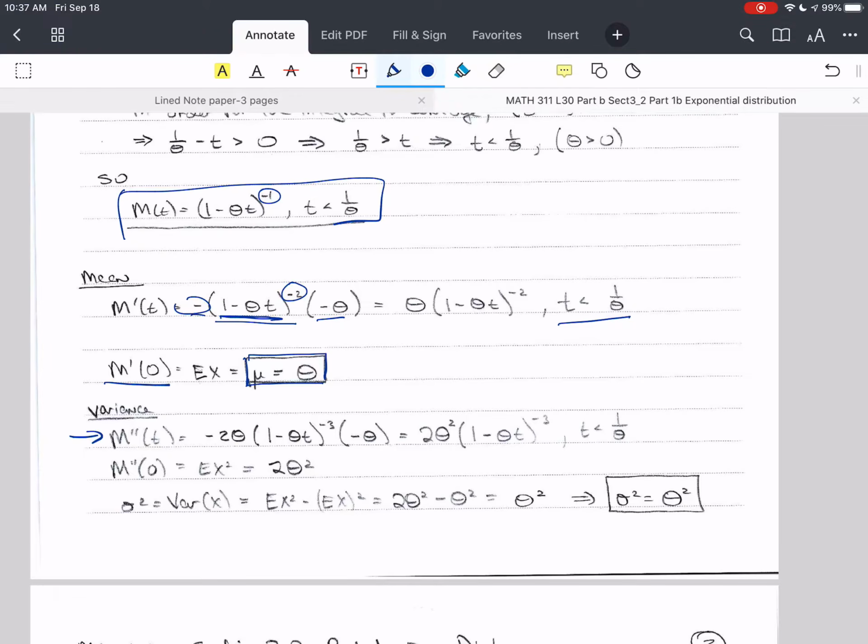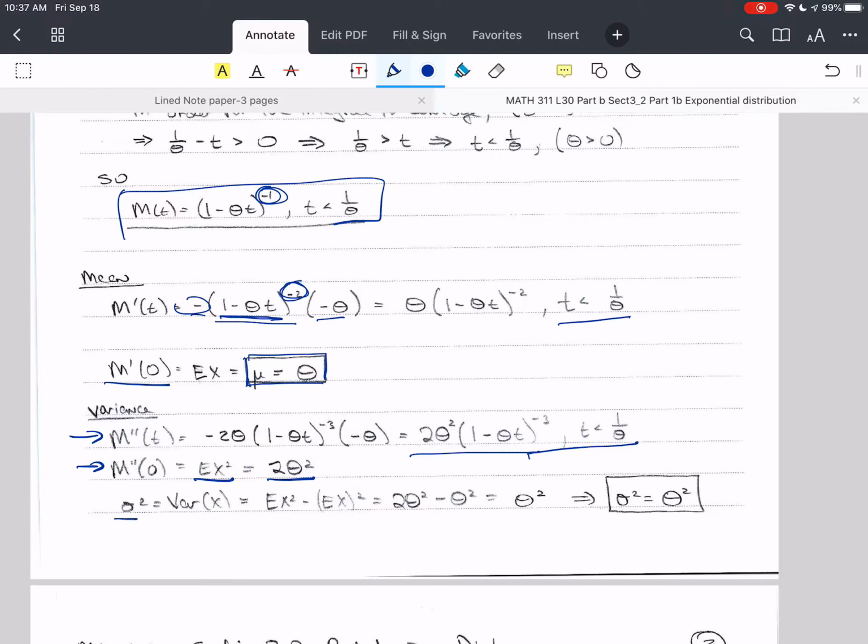Now we have to use the product rule. I did this negative exponent here so that I wouldn't have to use the quotient rule. I could just use the product rule. So again, we've done that, and we come out with this expression here. There's not a lot of reason to try to simplify too much because we're plugging in 0 for t, but again, to be proper, make sure that you list your limit for t. And the second derivative at 0 is E[X squared], which is 2 theta squared.